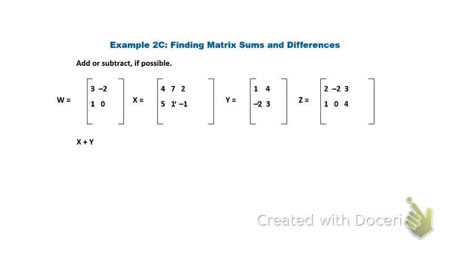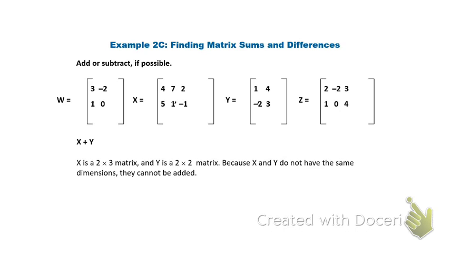Now they want us to add X and Y. So let's see if we can do that. X is a 2 by 3, and Y is a 2 by 2. Can we add those together? I hope you said no, because they do not match. So this is something that we could not do.